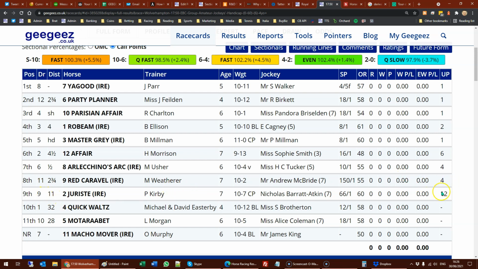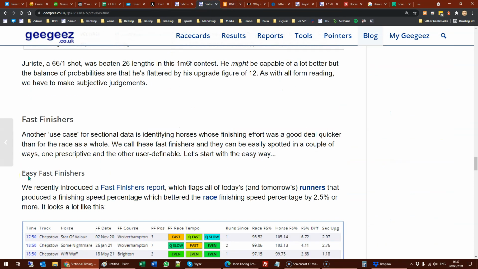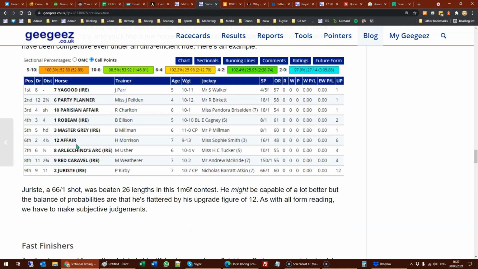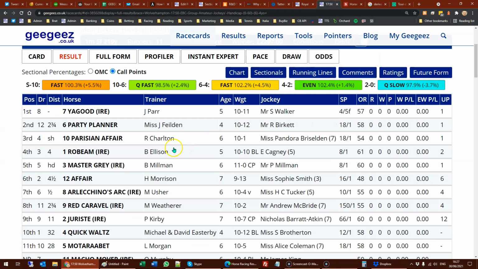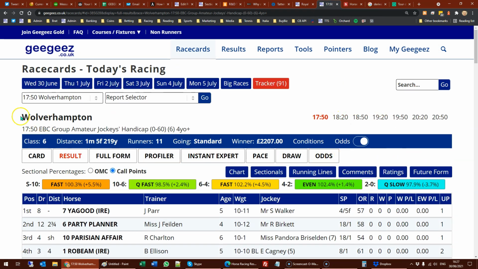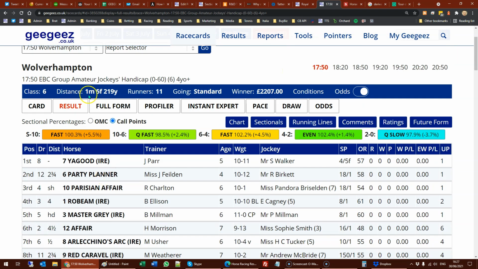So when you see a big upgrade figure for a horse that was a huge price and was beaten, definitely be wary of that, because those can be a little bit misleading. I think that's probably all I want to say on upgrade figures. You'll find them in the results for all of the At The Races tracks, or Sky Sports Racing as they are now. So this is Wolverhampton as an example. You find these figures for all of these courses.